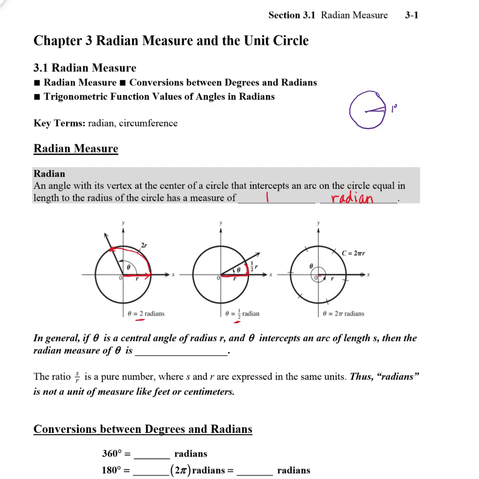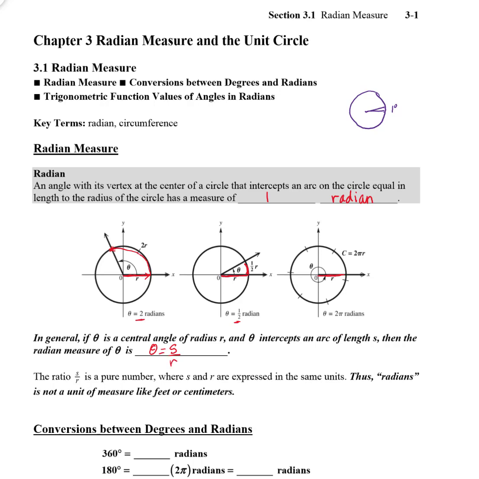The third one, the radius is r. If we go completely around the circle, then the angle is 2 times pi, because the circumference is 2 pi r. So in general, if theta is a central angle of radius r, it intercepts the arc of length s, then the radian measure of theta is equal to s over r.